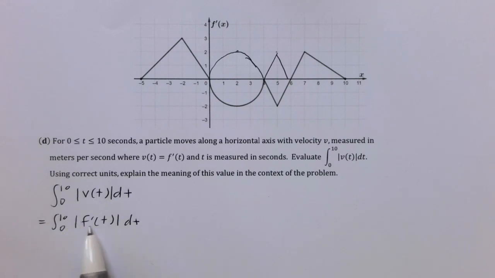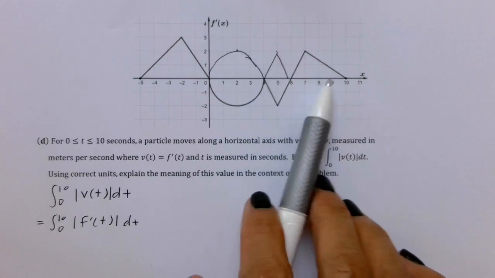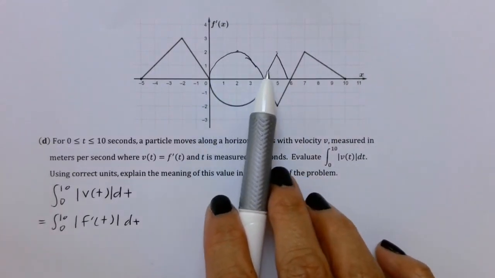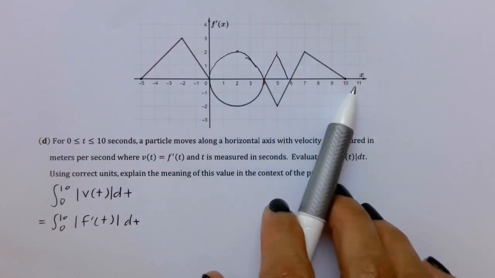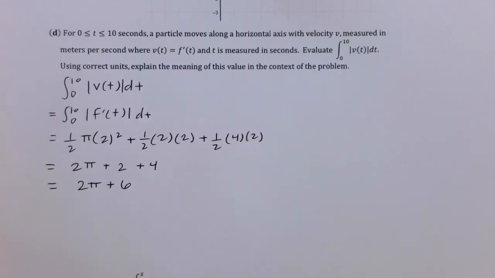So I just rewrote this so we can visually see that the integral from 0 to 10, absolute value of f prime of t dt, is representing the area under the curve from 0 to 10 of this semicircle, this triangle, and then this triangle all the way to the right. And here's the setup: 1/2 pi r squared, r is 2, 1/2 base height, and 1/2 base and height. So you end up getting 2 pi plus 6.